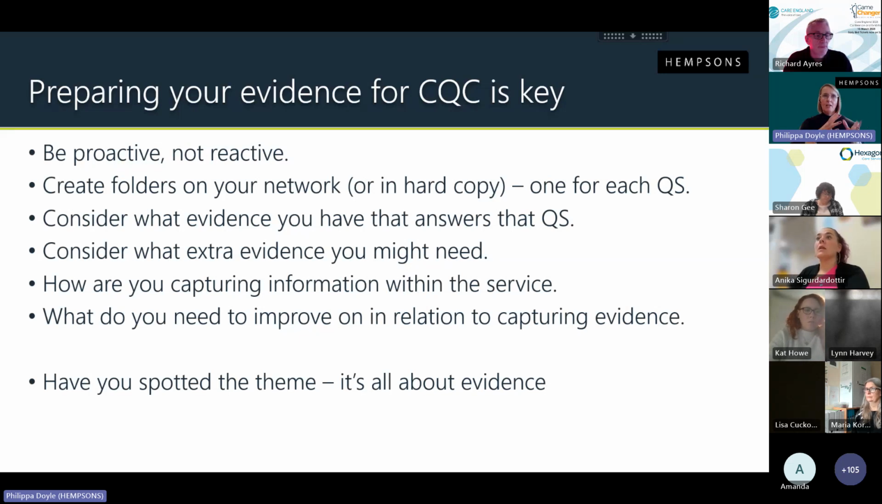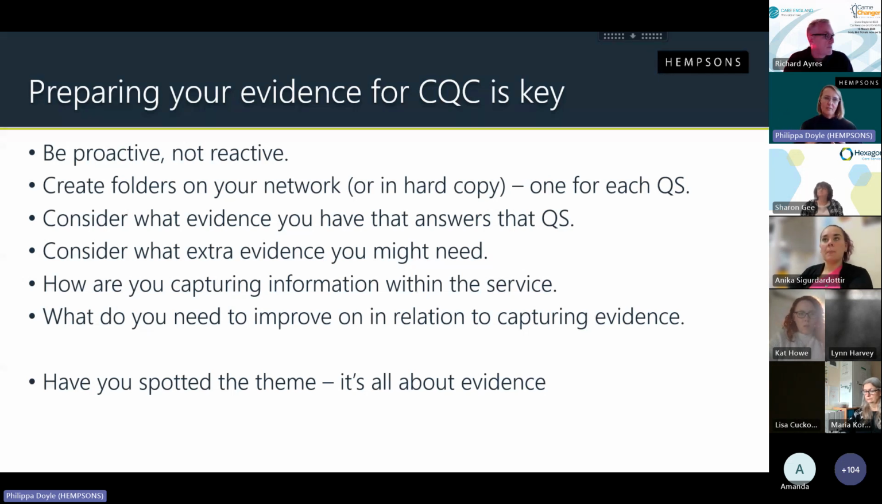It's about having folders on your network, on your computer system, or in hard copy if you prefer, one for each quality statement. Think about what evidence you've already got within your service that answers those questions. Think about what extra evidence you might need. Think about how you capture information within the service and what you need to do to improve.